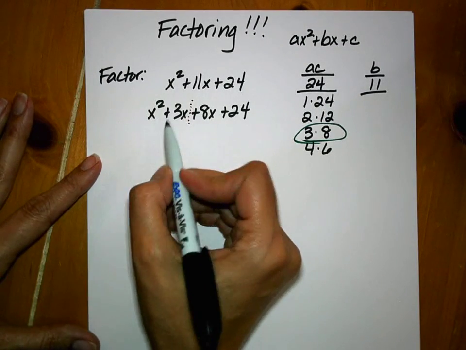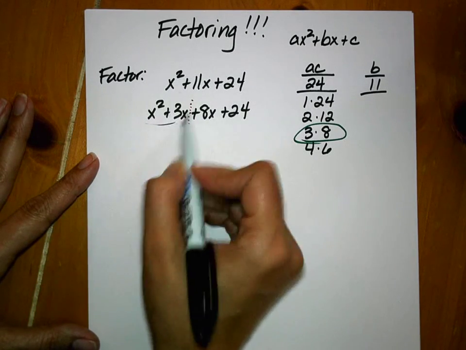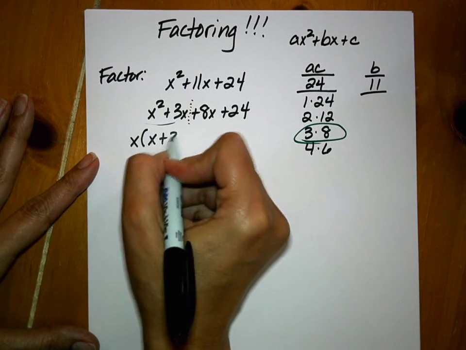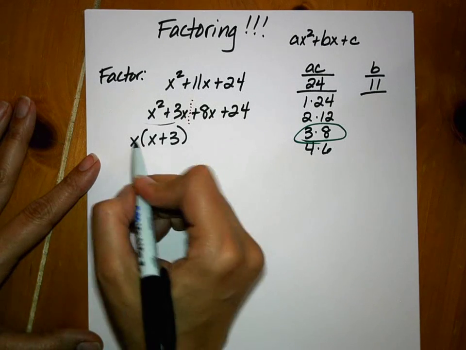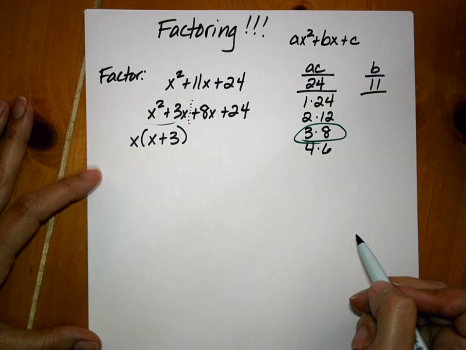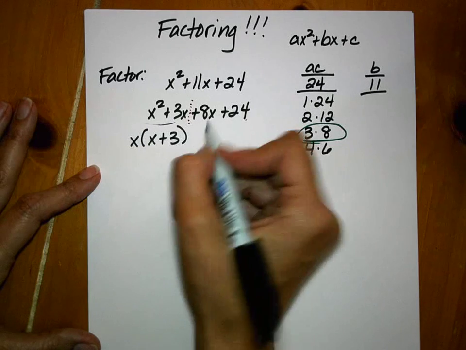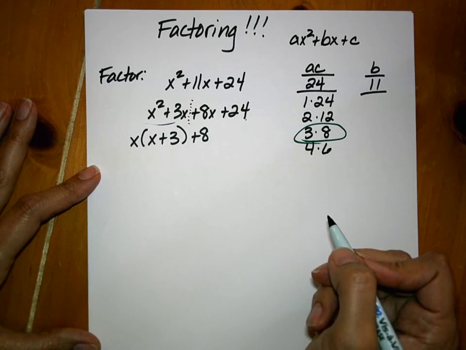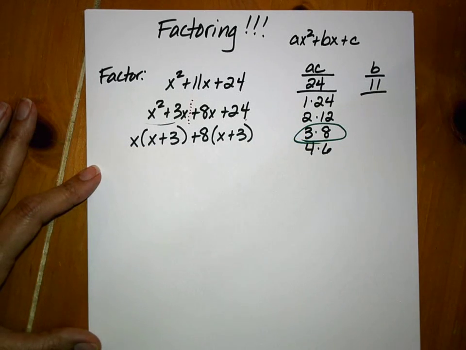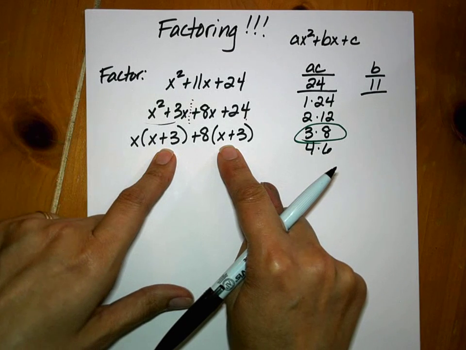So I take one side here and I say, what's the GCF between these two terms? And the GCF here is an x, and if I were to divide it out, I'd be left with x plus 3 in my parentheses. Okay, double check it by distribution. Now I take the other half of my polynomial and I do the same thing, and I ask myself, what is the GCF between these two terms? And it happens to be a positive 8. If I were to divide out that positive 8, I'd be left with an x plus 3. Notice that these two binomials are the same. That's what you have to have in order to factor.